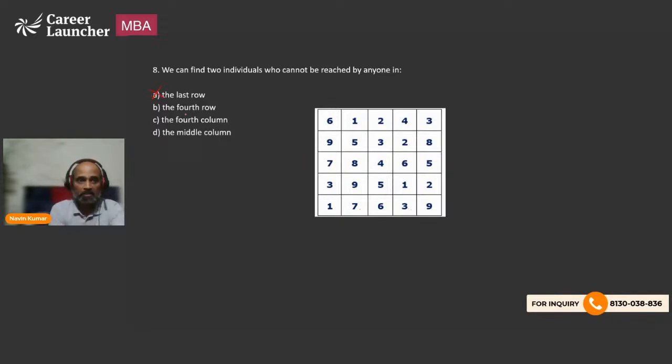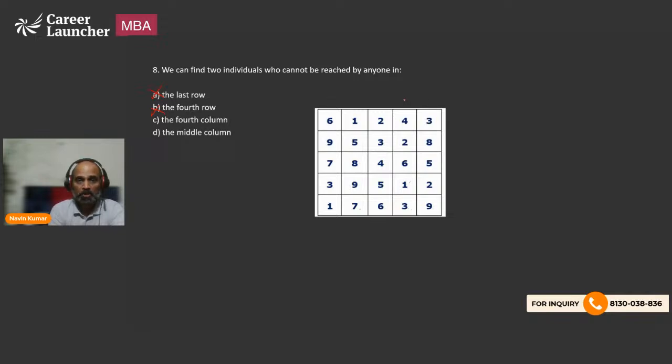Next, the 4th row. If you look at this 3, he can be reached by 1. 9 can be reached by a lot of people. 5 can be reached by a lot of people. 1 is the guy who cannot be reached by anyone. 2 can be reached by 1. So not the second option.